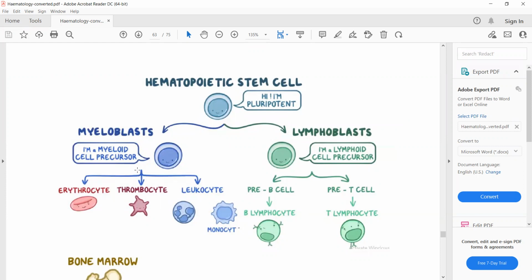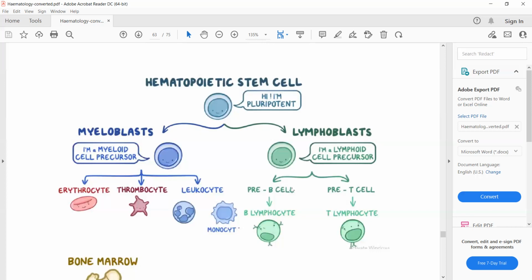Now myeloblasts differentiate into erythrocytes, thrombocytes, and leukocytes. Red blood cells; thrombocytes differentiate into megakaryocytes and platelets; and leukocytes such as neutrophils, eosinophils, and basophils, and monocytes. So all of these cells arise from myeloblast cells.